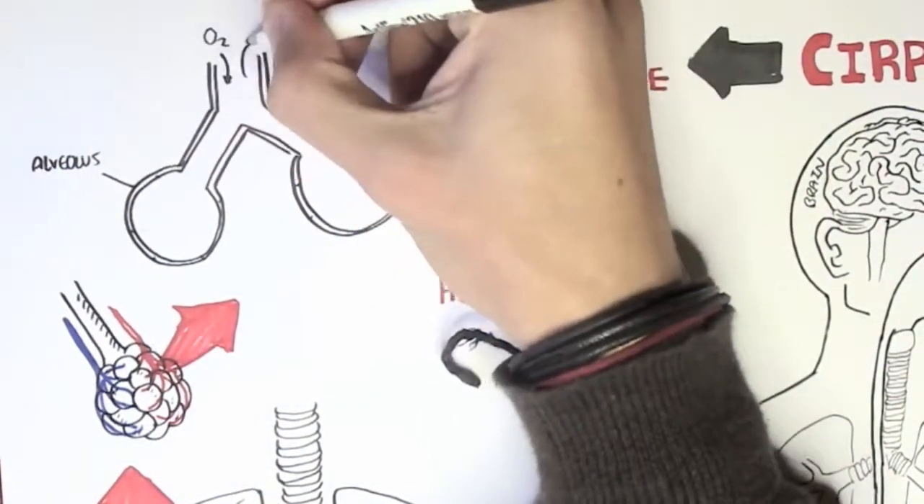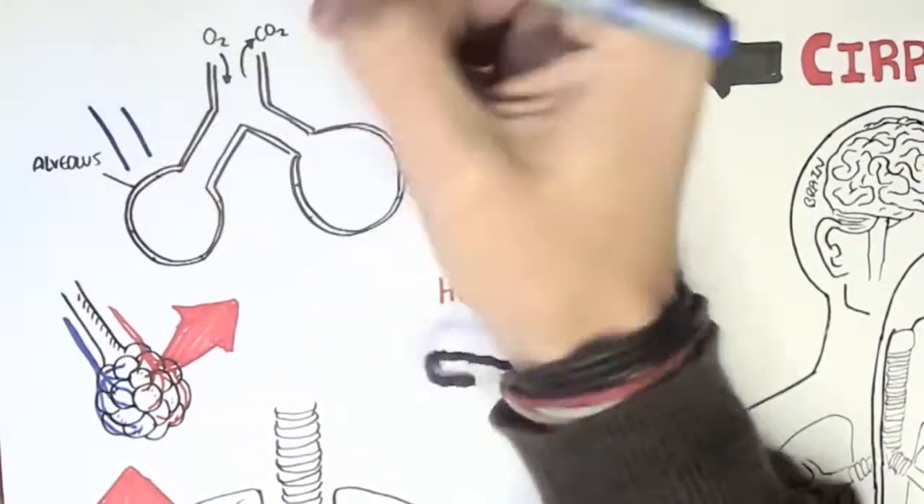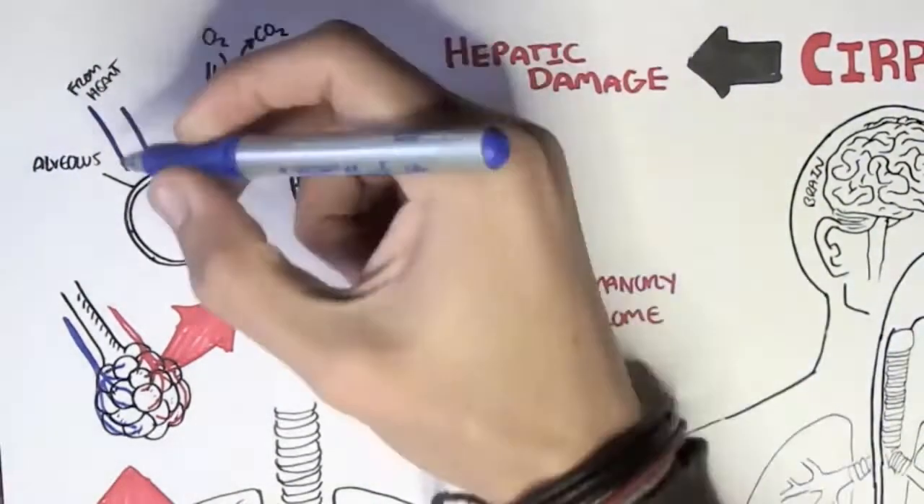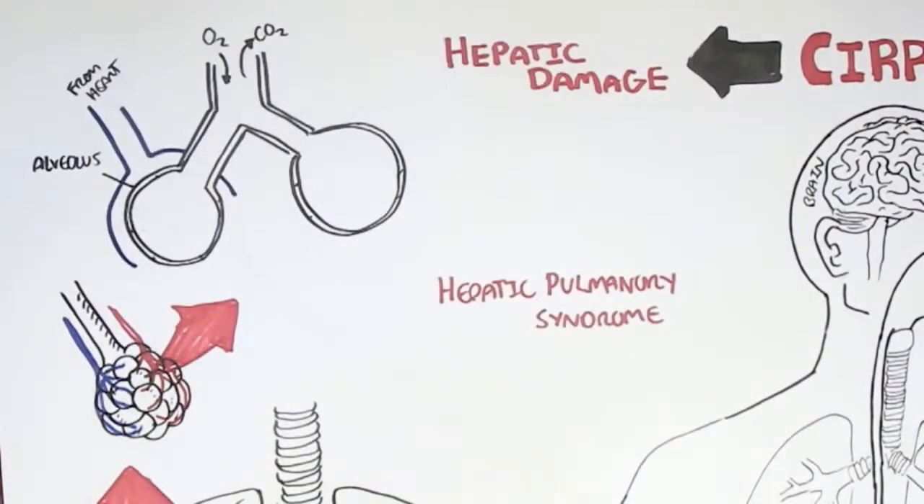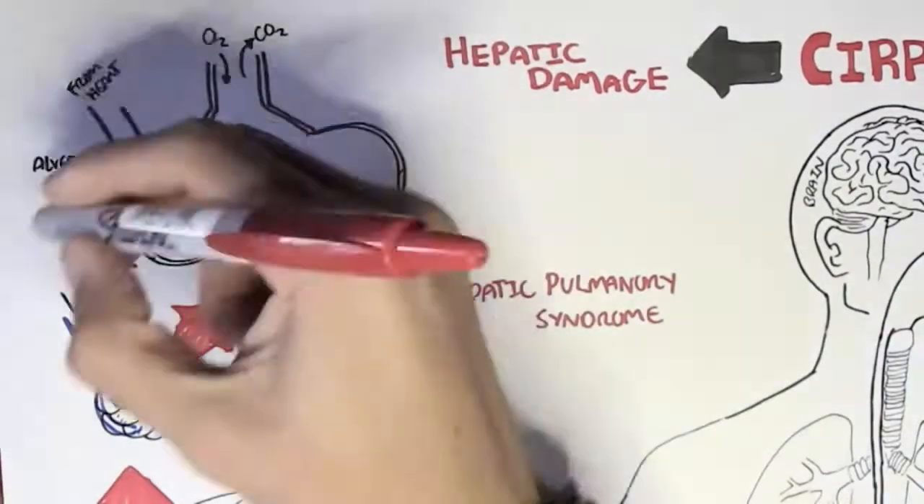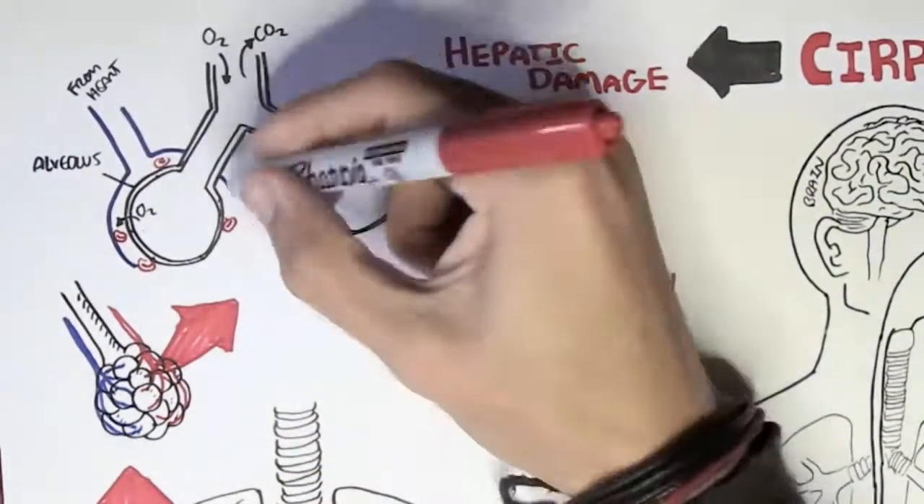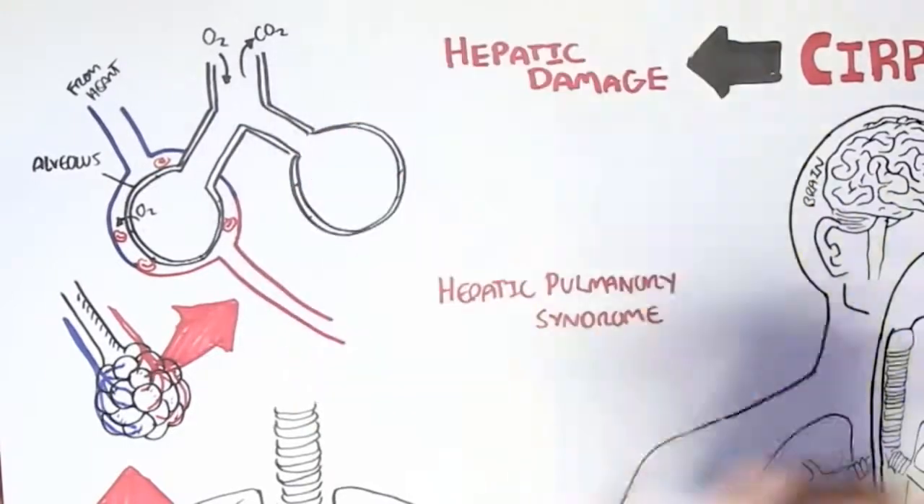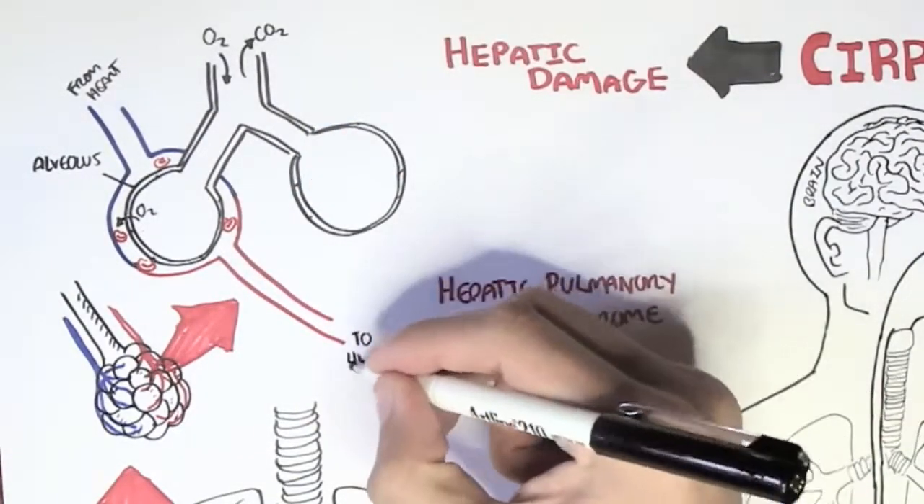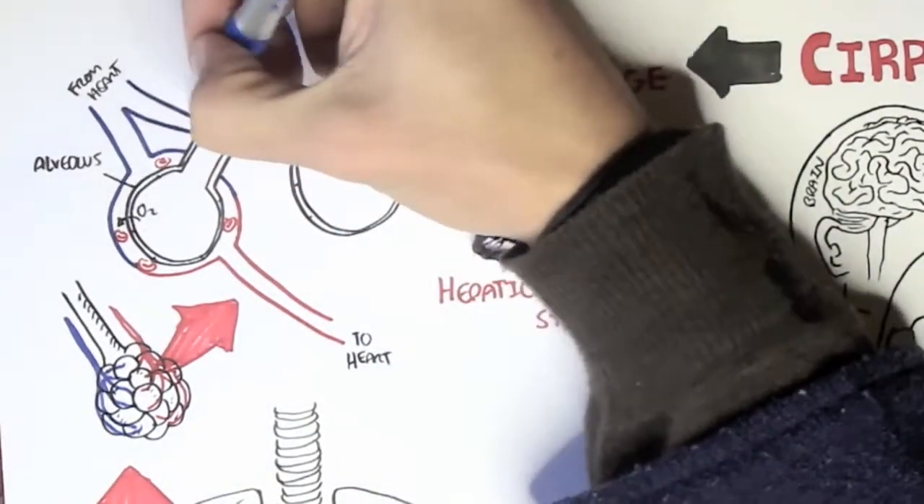First, we will look at a normal gas exchange. So if here we have deoxygenated blood flow from the heart, it will come to the alveolus and receive oxygen, which will then bind to red blood cells and then flow back to the heart. So we have fresh oxygenated blood.